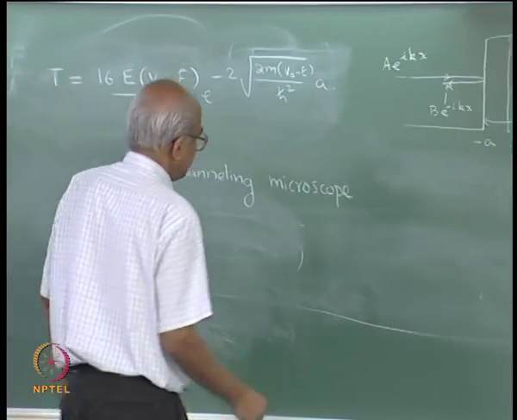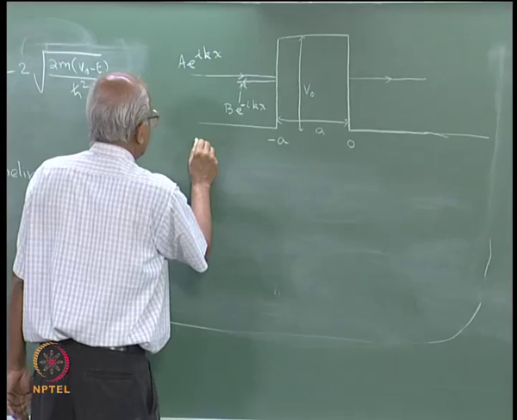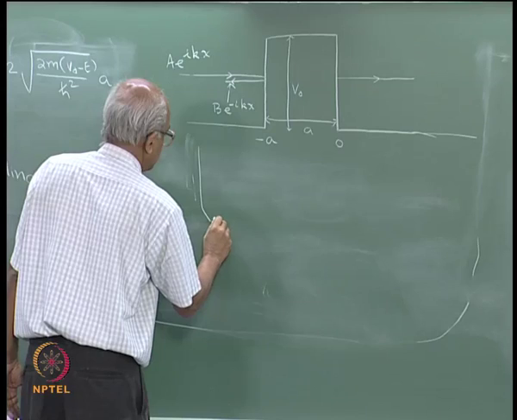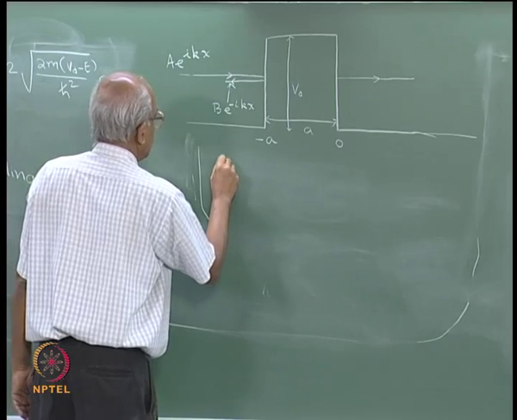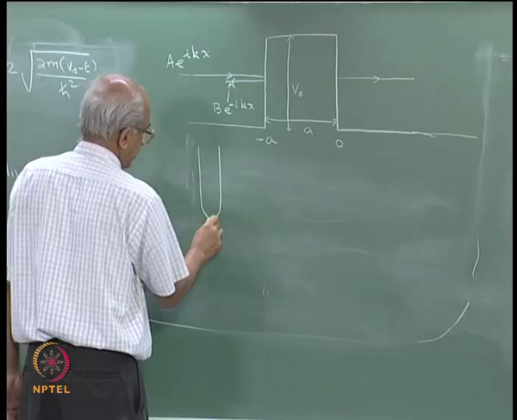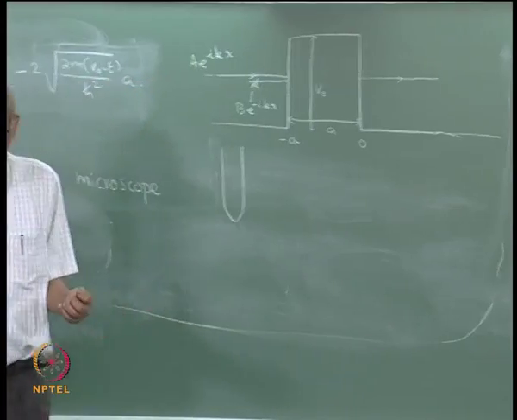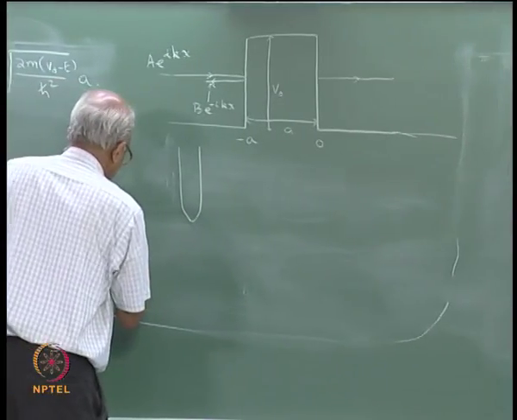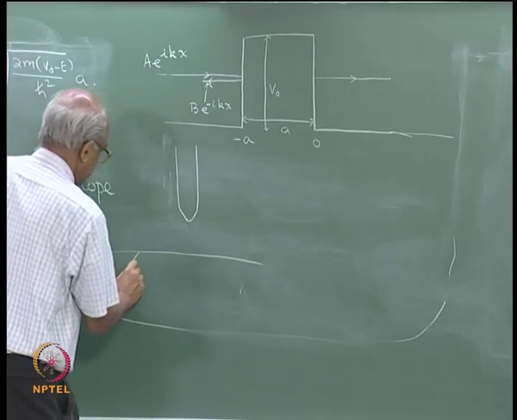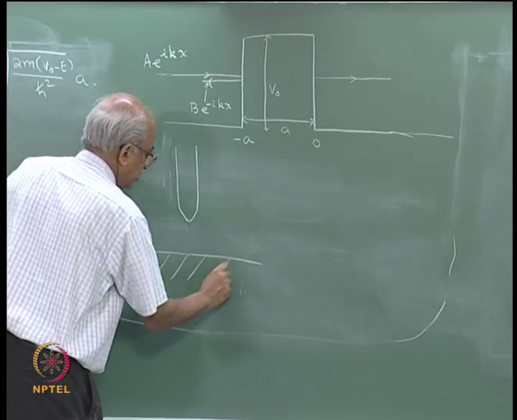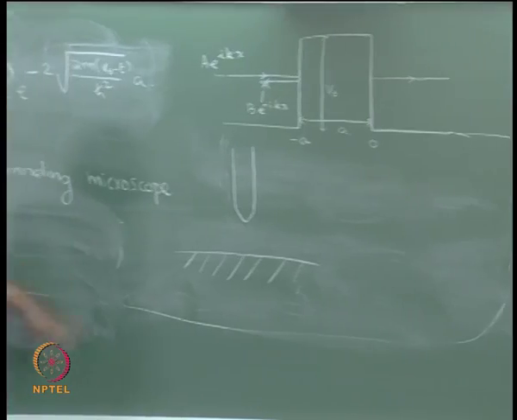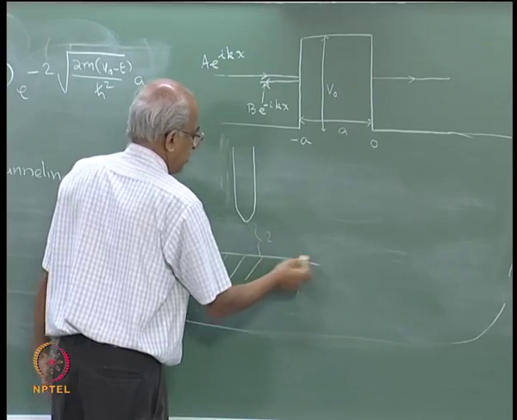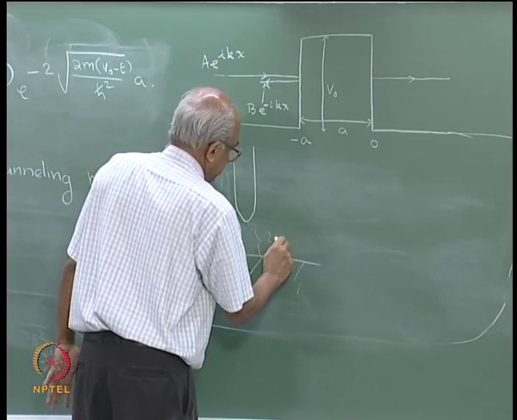What is done is you have a very sharp metallic tip, something like that, and it is believed that the tip is actually perhaps only one atom at the end, and it is a metal. What you do is you bring it near the vicinity of another metal, within about 2 angstroms or 3 angstroms or 6 angstroms, I mean a few angstroms.